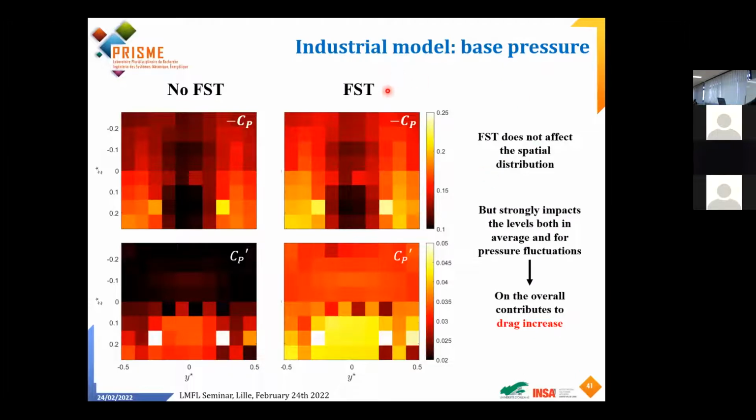Now, if I introduce free stream turbulence, I will not change so much the topology of the distribution of pressure on the base, but I will change the values. And you can see that I will increase quite a lot, at the same time, the mean value. So if I'm increasing the minus mean value, I'm decreasing the pressure, so I'm increasing the drag, obviously. And I will also increase quite a lot the fluctuations. So this tells me that the free stream turbulence is increasing the drag due to these mechanisms on the base.